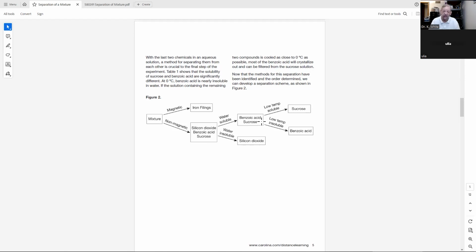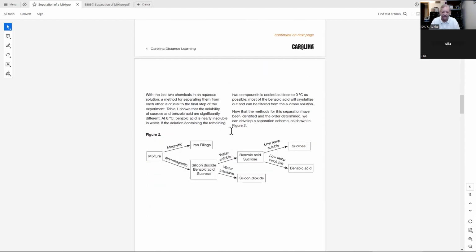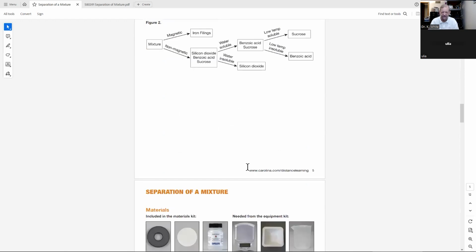Now, how do we separate the benzoic acid and the sucrose? Well, we use this property right here, the difference of solubility in cold water. And you'll use low temperature water. The sucrose will stay in the water, but the benzoic acid will precipitate, fall out because it's not soluble. And then using what's called a funnel with filter paper, you can separate them.